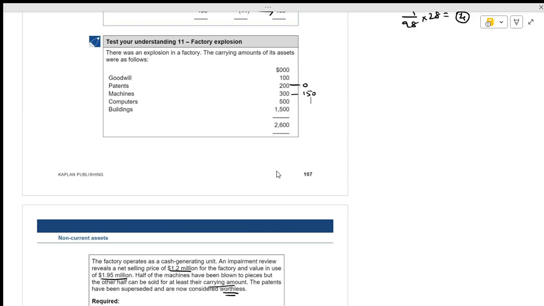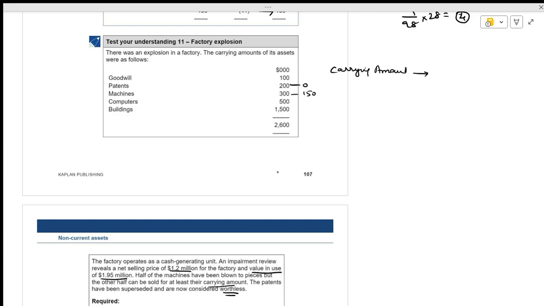Now the value in use is 1.95. The difference between the carrying amount and the value in use is going to be identified as an impairment loss. So what is the carrying amount? We don't know the carrying amount yet.